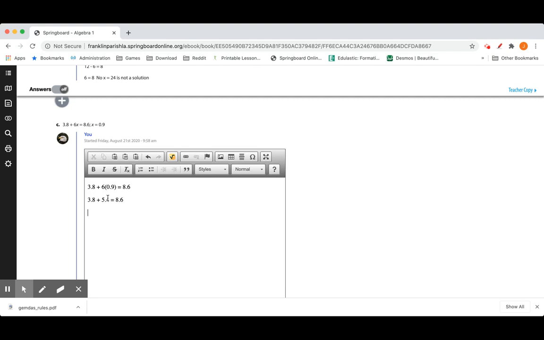3.8 plus 5.4. Well, 4 and 8 is 12. You carry the 1. 4 and 5, that'll be 9. 9.2. Is that equal to 8.6? And so no, x equals 0.9 is not a solution.